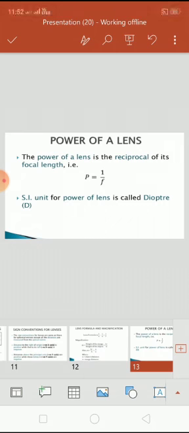And the next slide is the power of a lens. Power of a lens is the ability of a lens to converge or diverge the rays of light falling on it. Power is equal to the reciprocal of the focal length: P equals 1 by f with f in meters, and P equals 100 by f with f in centimeters. The SI unit of power of a lens is the diopter, denoted by the letter D. Power of a lens is 1 diopter if its focal length is 1 meter. Power of a convex or converging lens is positive and power of a concave lens is negative.